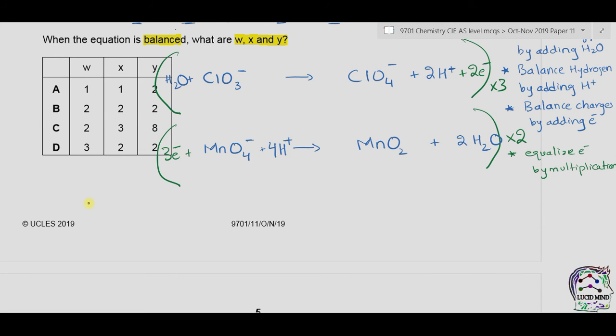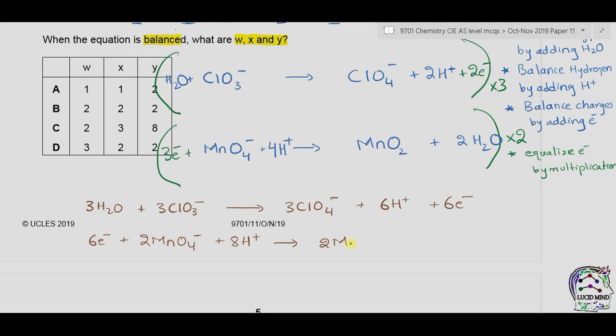Now the first equation will become like this. We have 3H2O, 3ClO3 negative, 3ClO4 negative, 6H plus and 6 electrons. The second equation will become 6 electrons, 2 MnO4 negative, 8 H positive, 2 MnO2, 4 water molecules. The last step is to add both equations.